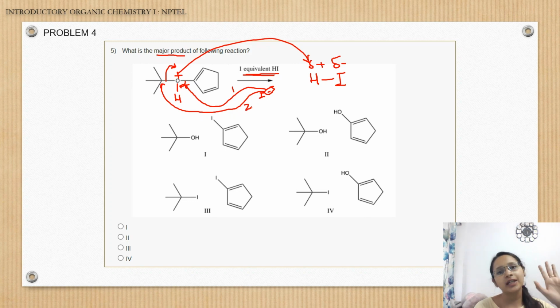First thing is clear. HI is there in the system. First of all, this oxygen has a lone pair of electrons. It will get protonated. After the protonation, this I minus has to attack as a nucleophile either on carbon number 1 or on carbon number 2. Right? So now what will happen? Is iodide attacking on carbon number 1 or carbon number 2? Can anyone tell me? Just think about the products which are getting formed and the stability of those products.